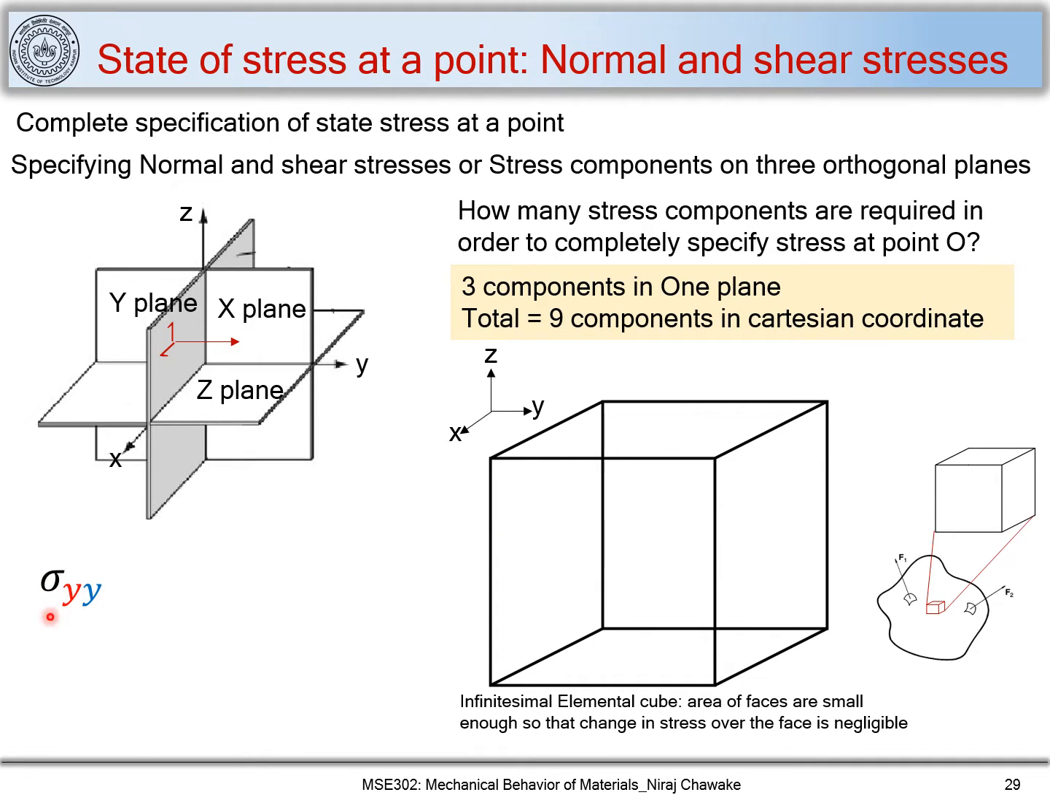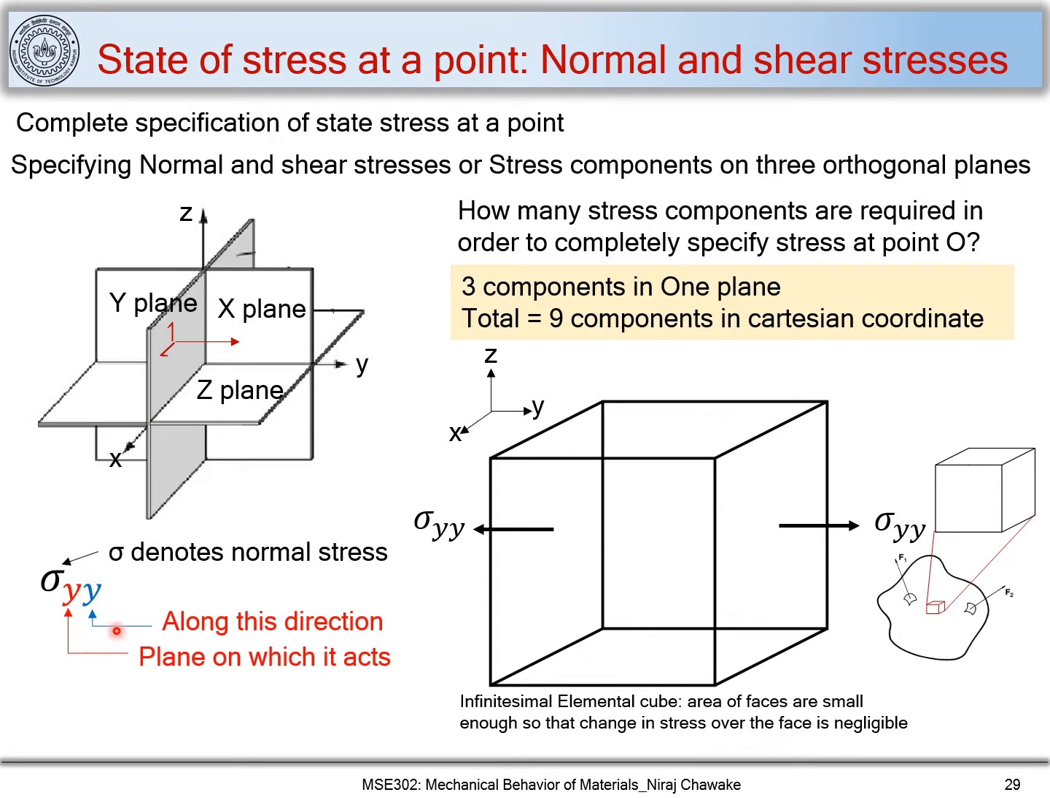So we have sigma yy. We have seen that sigma denotes normal stress, and it has the suffix yy. The first alphabet or symbol represents the plane on which it acts, while the second symbol represents the direction along which this stress is acting. Let's understand this using sigma yy. Sigma denotes normal stress, which means it must be perpendicular to the plane of interest, while y represents which plane.